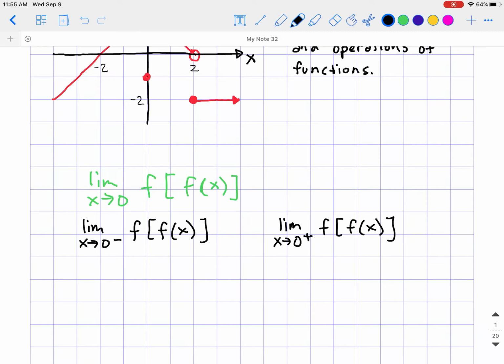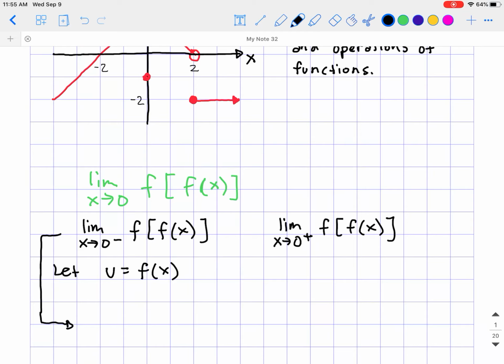Now, here's the part that will help you see what's going to happen. Instead of having these inside composite functions, I'm going to make a quick substitution. I'm going to say let u equal f of x, where I'm basically replacing the inner function with a simple variable. So let u equal f of x. Just a quick replacement.